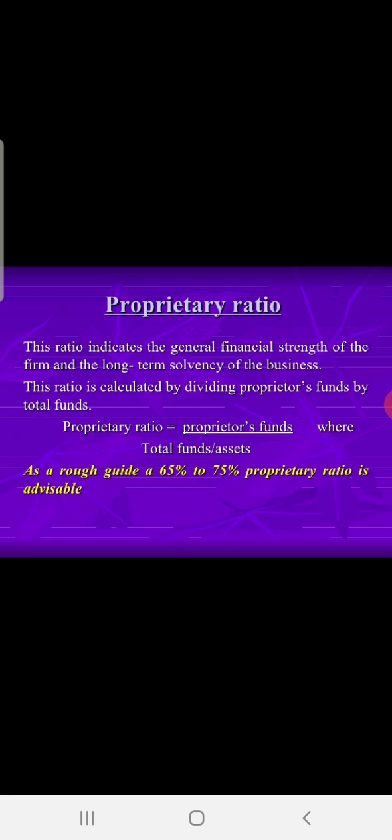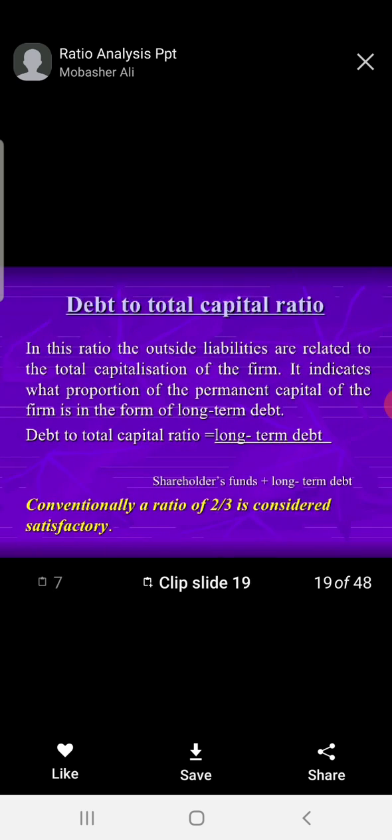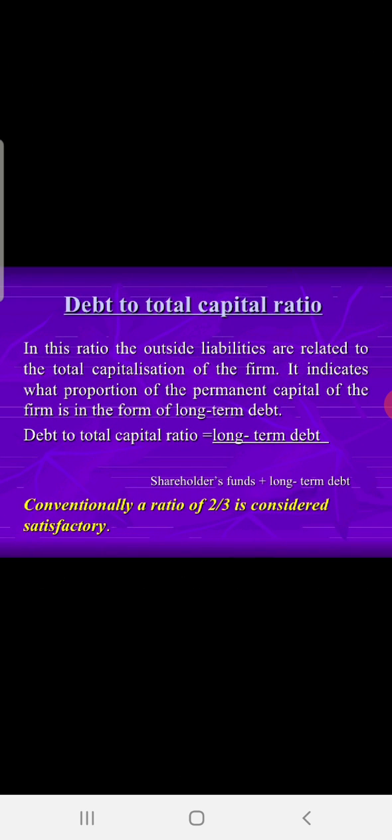What is the proprietary ratio? This ratio indicates the general financial strength of the firm and the long-term solvency. It is nothing but leverage actually, but here you consider the proprietary fund upon the total fund. It means whatever the proprietor invested in that particular business unit and what the total fund required for that business unit is, the ratio between them is the proprietary ratio. It is not applicable for banking but for others. Now the debt to total capital ratio. It is applicable to the bank.